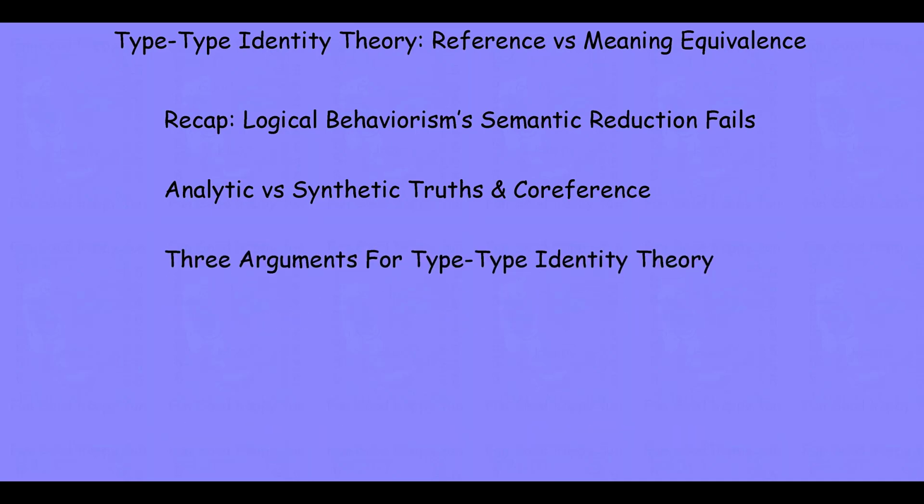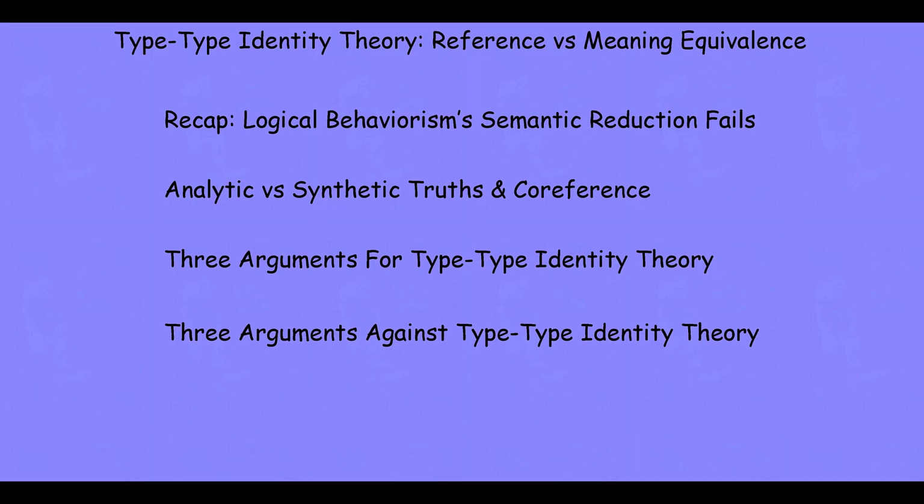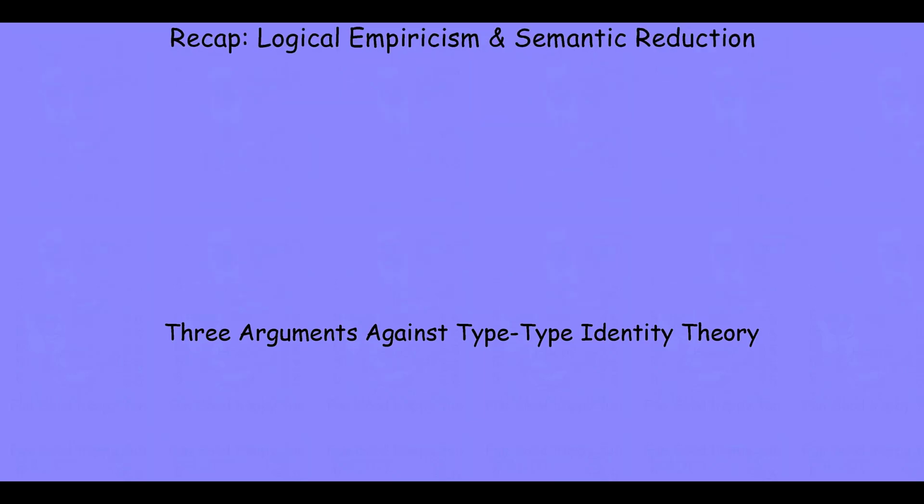After discussing their view, we'll look at 3 arguments that they seem to offer for type identity theory. In our fourth and final act, we'll consider 3 arguments that one might offer against type identity theory. So let's turn to our recap of logical behaviorism.